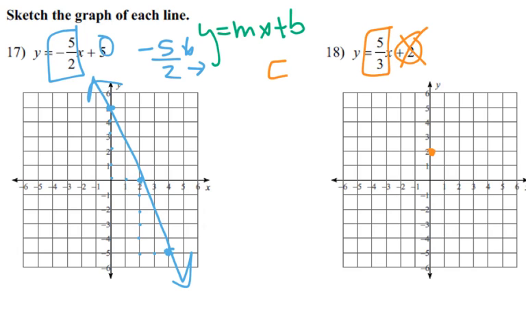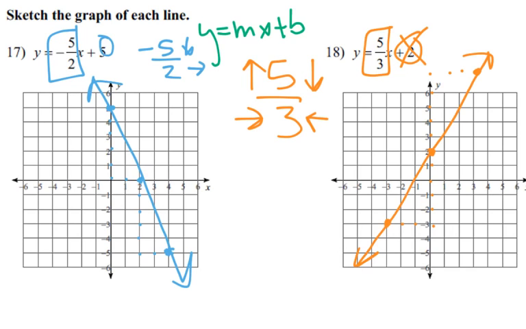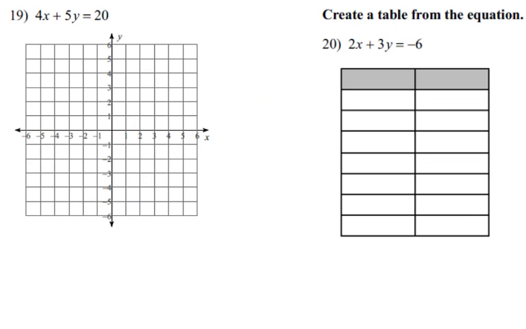Look at your slope. This top number tells you to go up or down. It's positive, so we go up 5, to the right 3. Now we ran out of paper, so we can also go the opposite, down and to the left. So down 5 and to the left. End up with a line like right there. Okay? So, not too bad, should be more review there.